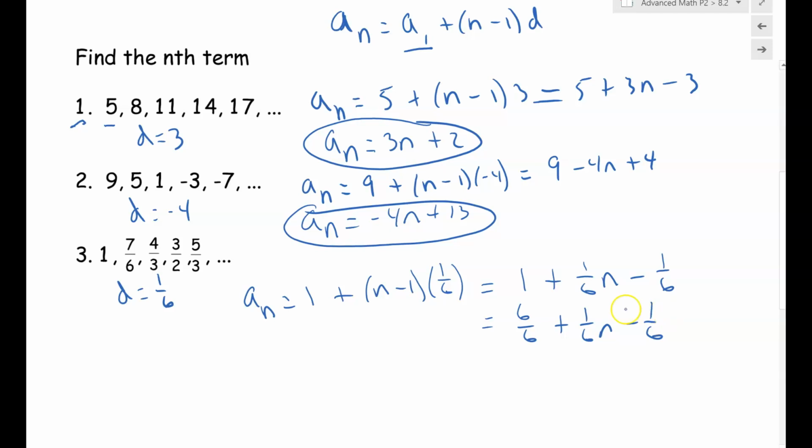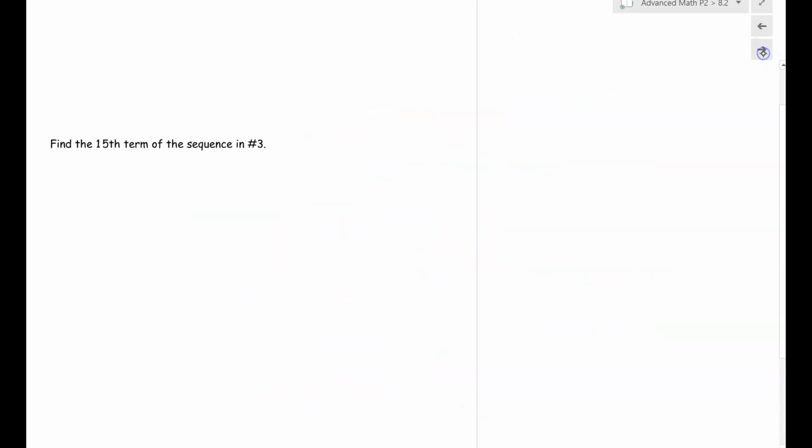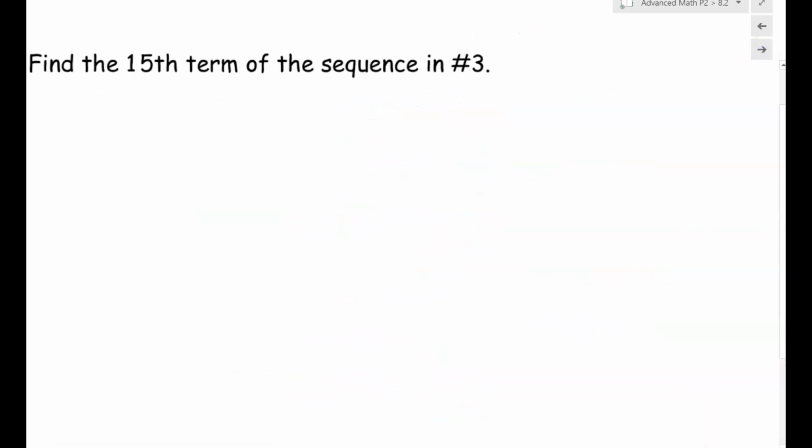Okay, and so that would give us an nth term of 6 over 6 minus 1/6 is 5/6. So we get 1/6 n plus 5/6. Okay, so there's our nth term.